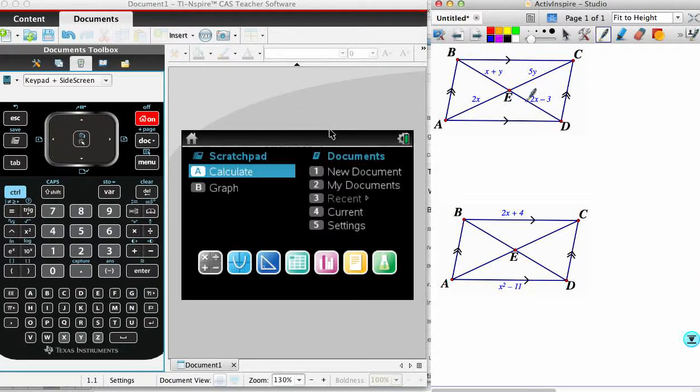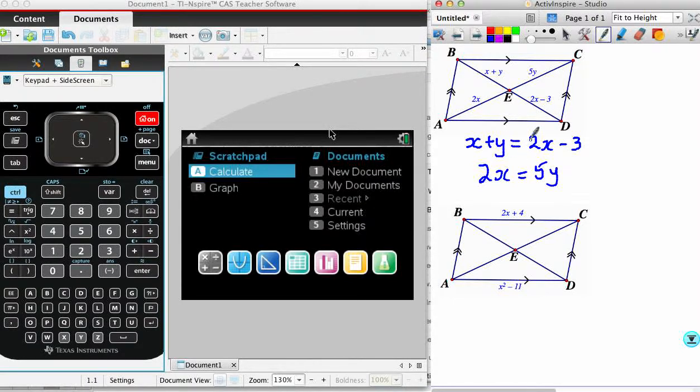Here you can see, based on the markings, we have a parallelogram ABCD with the diagonals marked. We should know from the properties of a parallelogram that the diagonals bisect each other, and so this would allow us to set up the equation x plus y is equal to 2x minus 3. The second equation we'd be able to set up would be 2x equal to 5y. As you can see, we have a system of two equations with two unknowns, the unknowns being x and y.